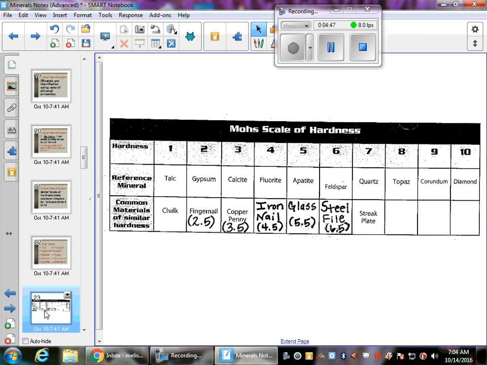Now, normally when we go around testing this, we don't always use mineral samples, our reference minerals. Instead, in class, we have other things we can use, such as our fingernails, or pennies, glass, streak plate to compare the hardness of them as well.